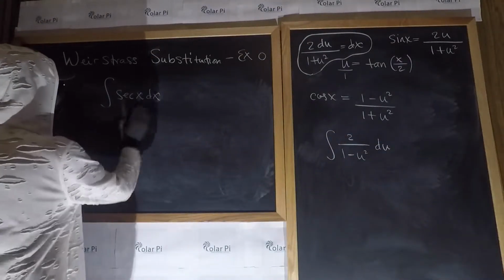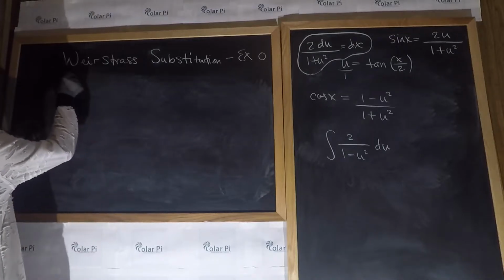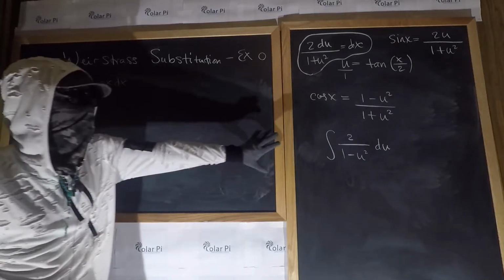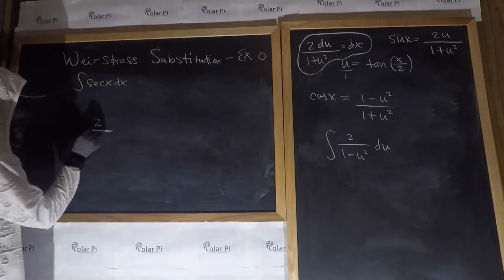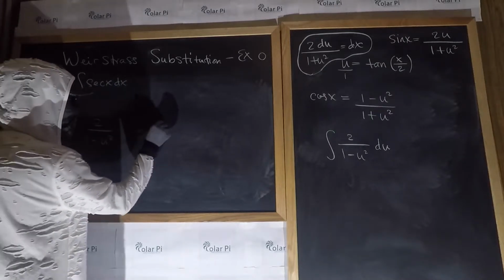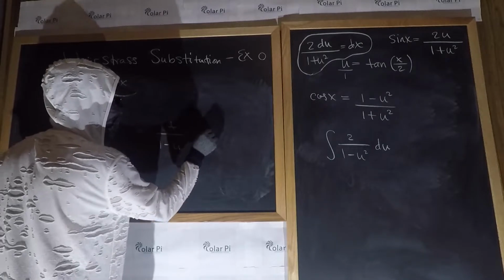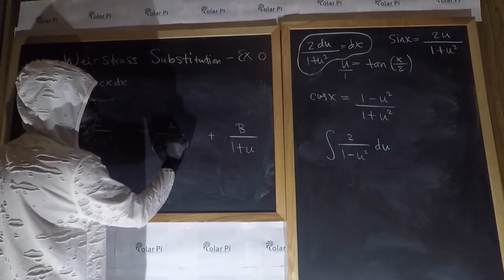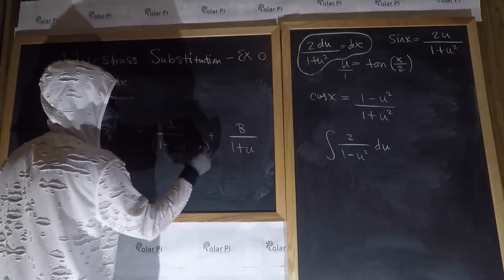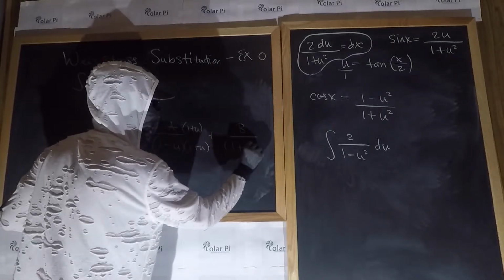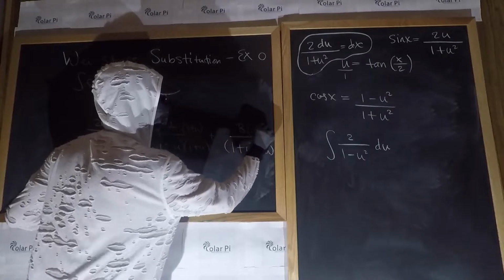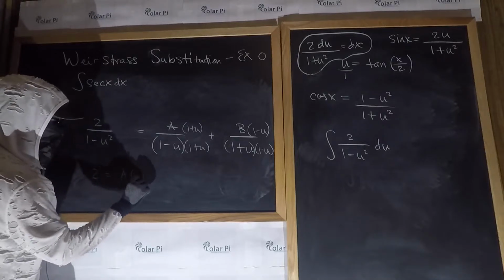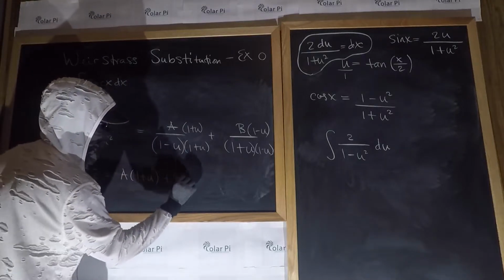And clearly, what we have left to do, remember we're working on the integral of sec x dx, is some partial fraction decomposition, right? So we go 2 over 1 minus u squared is A over 1 minus u plus B over 1 plus u, right? Okay, so 2 equals A times (1 plus u) plus B times (1 minus u).